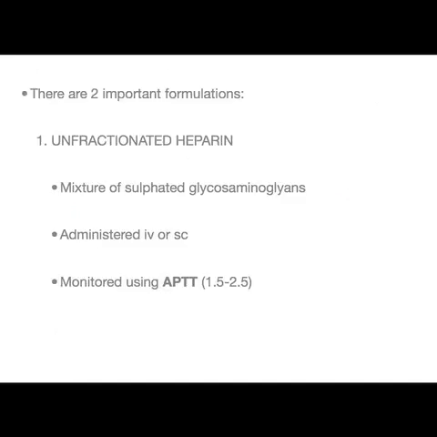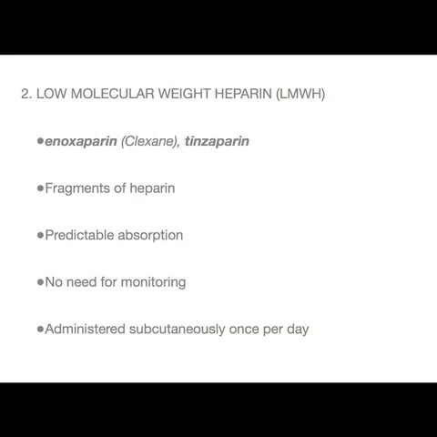There are two important formulations of heparin. These are the less commonly used unfractionated heparin and, of course, low molecular weight heparin. Unfractionated heparin is a mixture of sulfated glycosaminoglycans and may be administered either intravenously or subcutaneously. Its use needs to be monitored using the APTT, or activated partial thromboplastin time, and the usual range given is between 1.5 and 2.5.